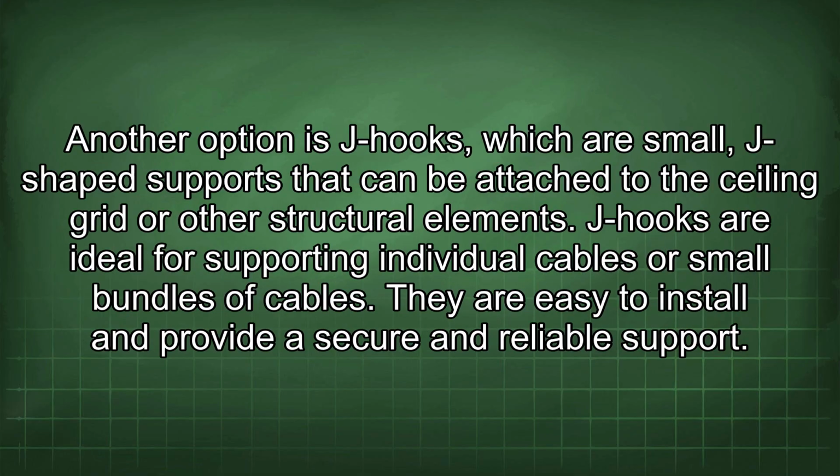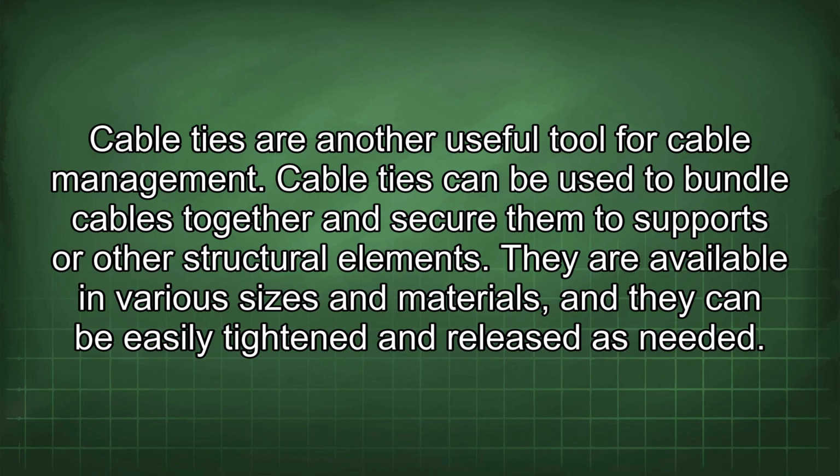Another option is J-hooks, which are small, J-shaped supports that can be attached to the ceiling grid or other structural elements. J-hooks are ideal for supporting individual cables or small bundles of cables. They are easy to install and provide a secure and reliable support. Cable ties are another useful tool for cable management. Cable ties can be used to bundle cables together and secure them to supports or other structural elements. They are available in various sizes and materials, and they can be easily tightened and released as needed.